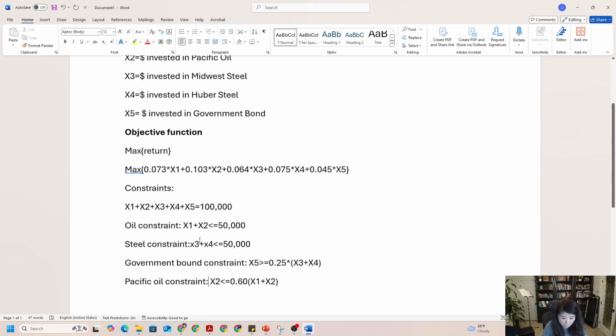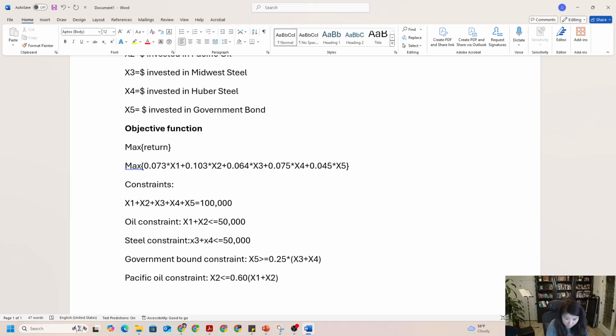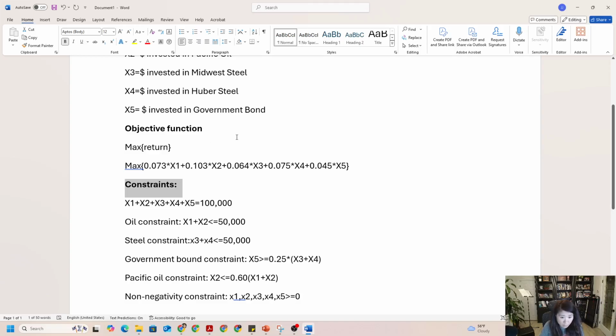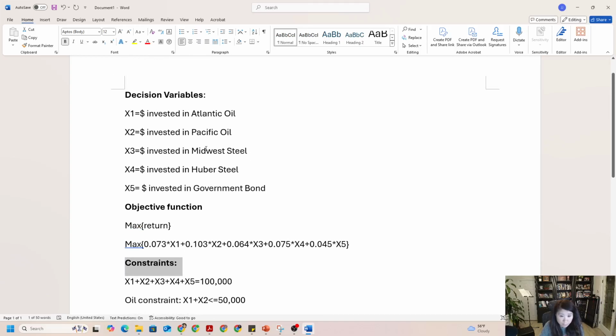After that, of course, we have the non-negativity constraint, right? Because you cannot invest a negative amount of money, x1, x2, x3, x4, x5 all have to be larger than or equal to 0. Perfect. So now I've set up my constraints, everything is ready. In the next video, we're going to put everything into Excel and use Solver to solve the problem.